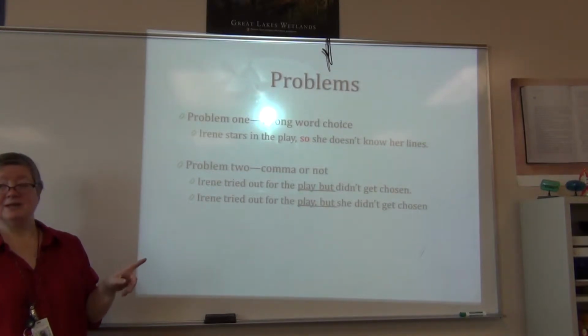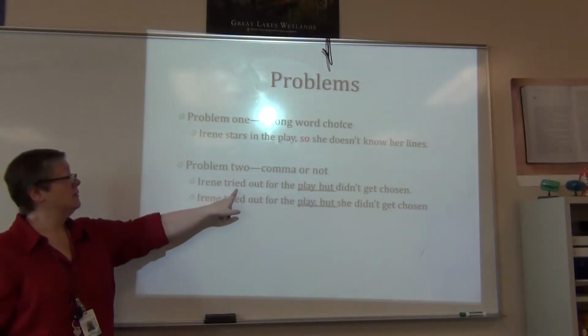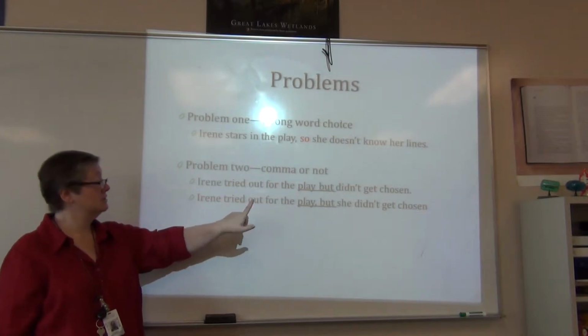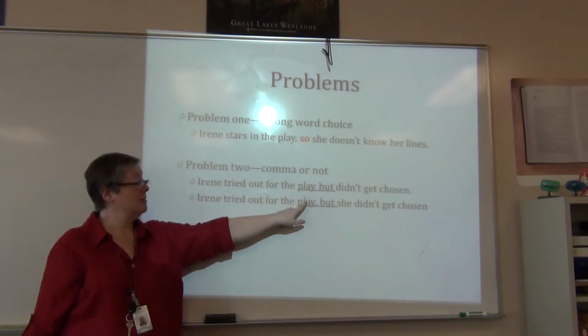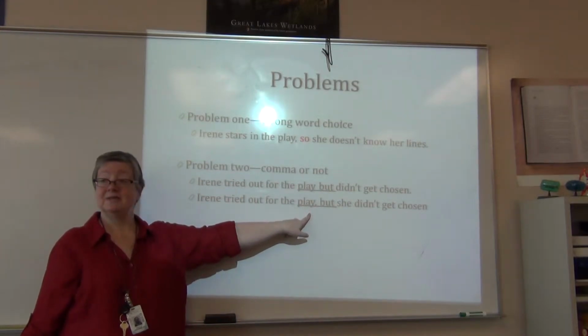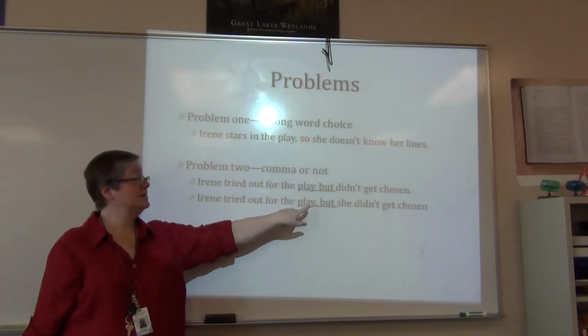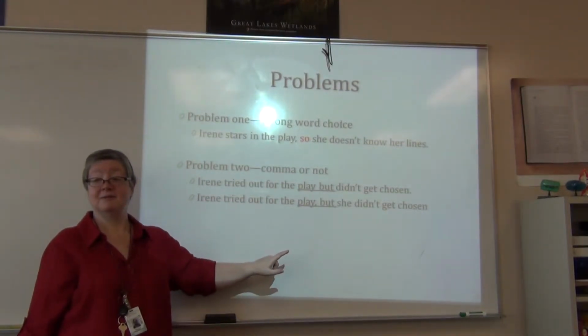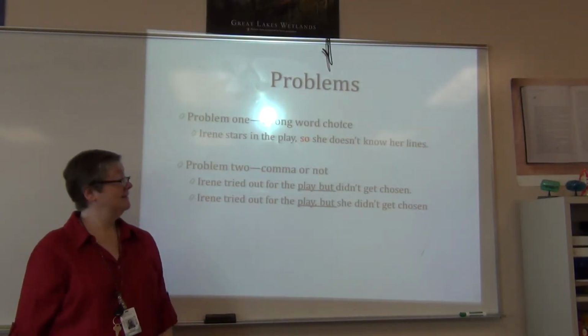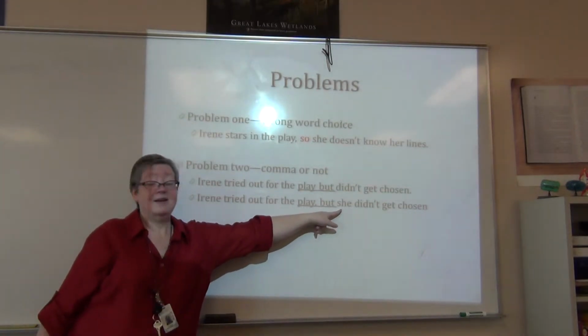And this is what the test likes to get you on. Irene tried out for the play but didn't get chosen. Irene tried out for the play but she didn't get chosen. No comma and comma. What's the difference? What does this one have that this one doesn't? A comma. And something else. Okay, complete. It has this word.